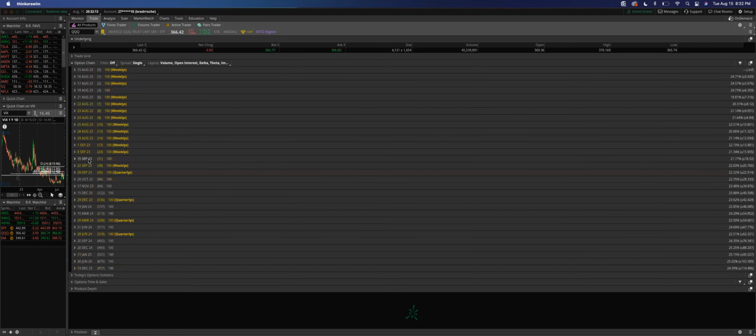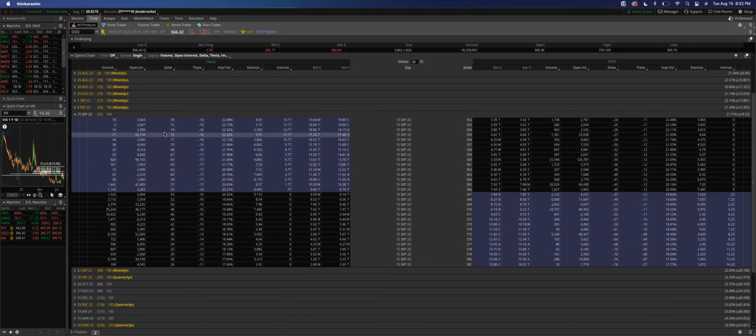Okay, so now we go here. Let's go back. Okay, so now this is the fun part. Delta. This is how much money you make per dollar the stock moves. You can see it goes up as you get more in the money or closer to at the money for this case. So down here, you'll make $26 per dollar the contract or the stock moves.